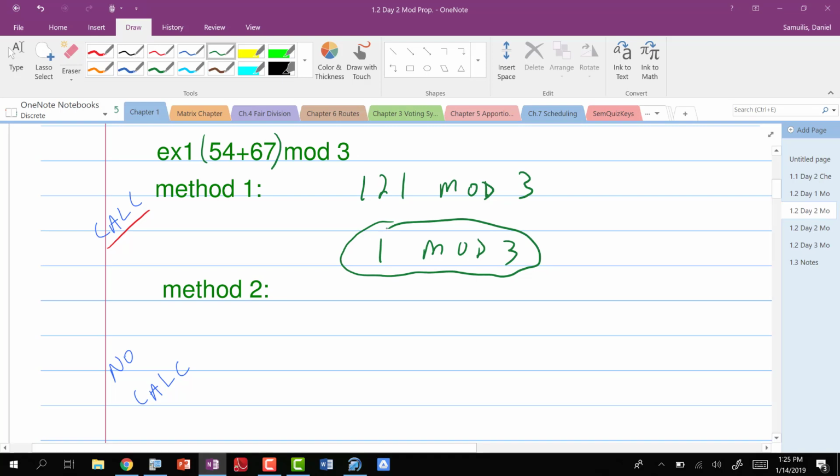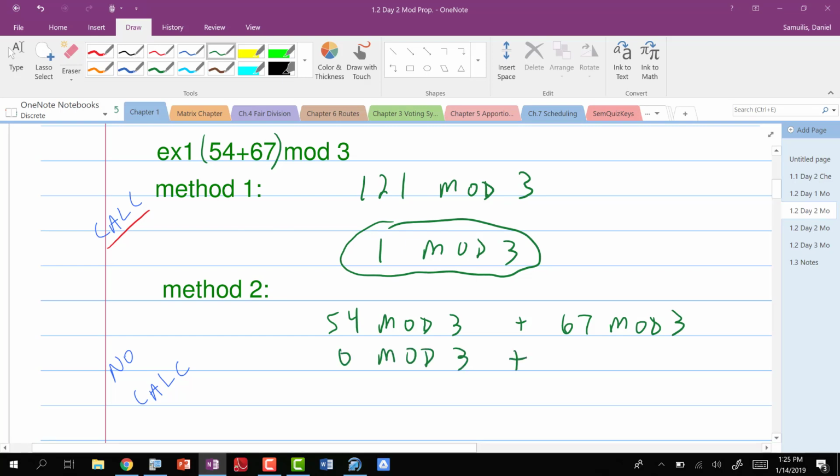The other method is to break this down. Now you'll see in the next question why this is going to be a pretty cool thing. What you can do is break up the sum and mod 3 each part of the sum separately. Why we may call this no calculators, you're dealing with smaller numbers. So, hey, what's 5 plus 4, by the way? Does 3 go into 54 evenly then? So this is equal to 0 mod 3.